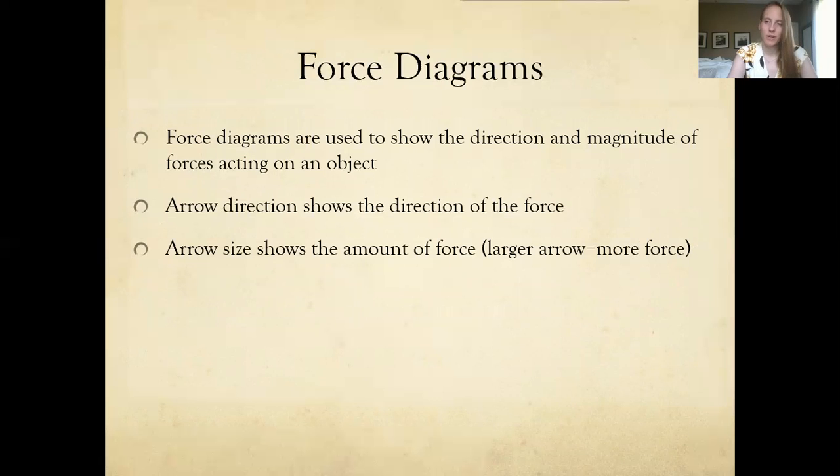When we draw force diagrams, we are essentially representing all of the different forces on an object. And because force is a vector quantity, we need to represent both the direction of the force and the magnitude of the force. We use arrow direction, so we point arrows to show the direction of the force, and we change the size of the arrows to show the relative amount of force. So larger arrows represent a greater amount of force.